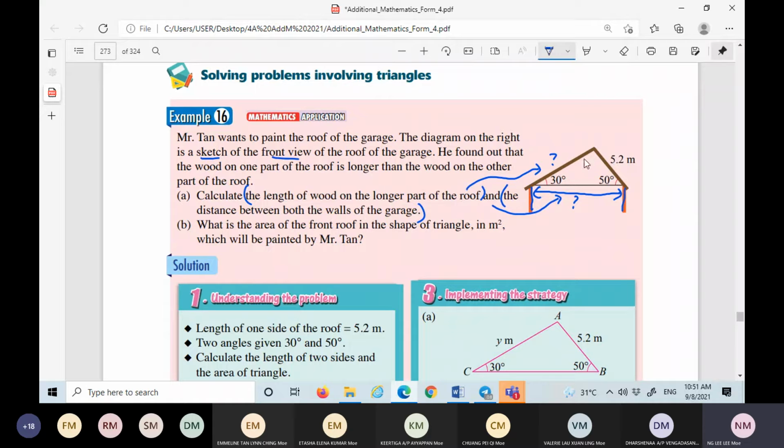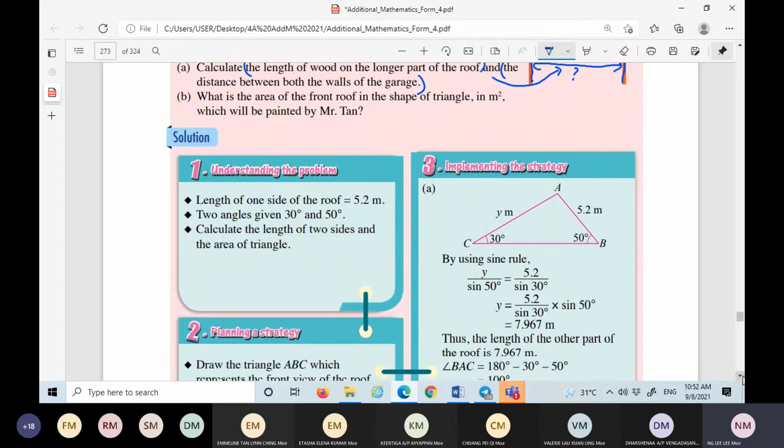So how to find this length? This is a triangle. You have two angles and one length, so you can use the sine rule. Two angles and one length, sine rule. So this one you let it be y. This is opposite 50, this is opposite 30. So you use the sine rule to get y. So this is the answer for y.